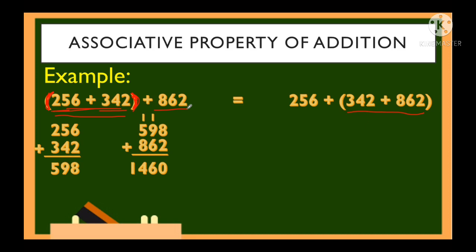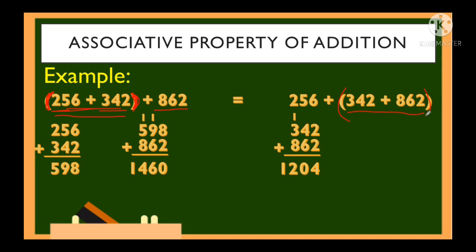So we have the answer on the first equation, 1,460. How about the second equation? Again, we need to add first the two numbers inside the parentheses. So we have 342 plus 862. Okay. What is 2 plus 2? 4. Correct. 4 plus 6. 10. Very good. So 0 on the lower part and 1 on the upper part. 1 plus 3. 4. 4 plus 8.